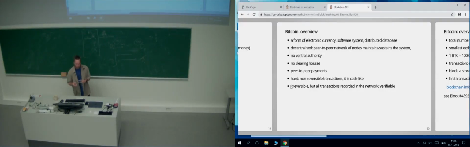Because, for example, if you came up with a system for something and you deployed it into the blockchain, like Ethereum, you cannot change it. So if there is a bug, the bug is there forever.